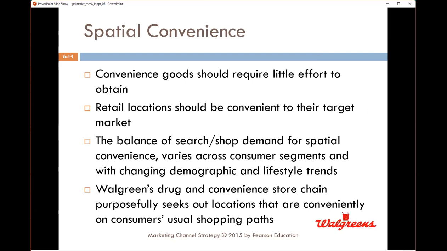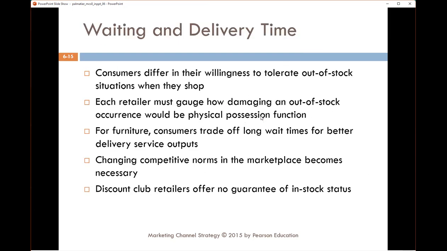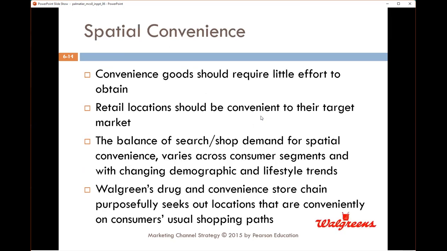So spatial, we've talked about before, spatial convenience, all right. Convenience stores are basically for convenience goods. And these are for goods that require very little thought. The locations should be very convenient. Convenience goods are generally those goods that you spend very little time thinking about.